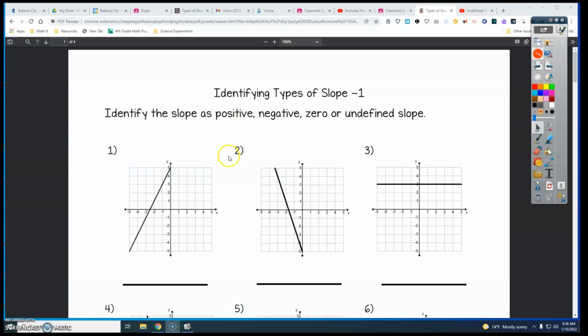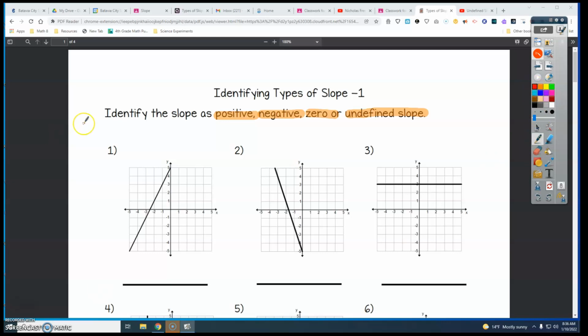Here we go. So, today I just want to do a quick video on identifying types of slopes. The types of slopes we have are positive, negative, zero slope, and undefined. These are the slopes that we're talking about right here: positive, negative, zero, and undefined. So what do those mean? Let's go into what they actually mean.